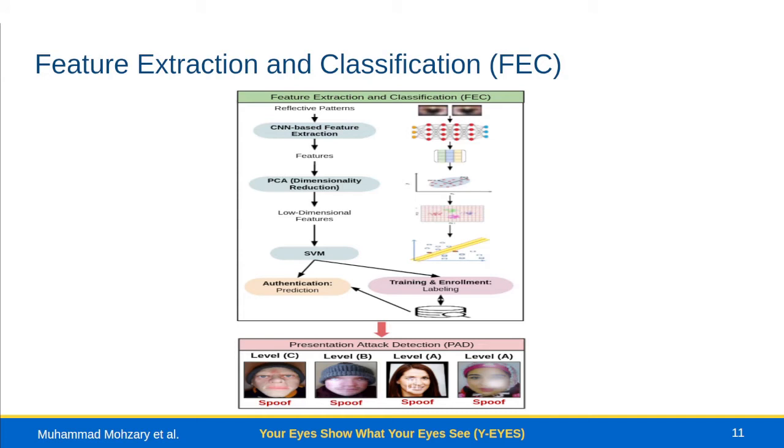The feature extraction and classification module receives high-resolution reflective pattern images from challenge and pattern detection and performs feature extraction using a CNN-based feature extraction function to learn a new set of deep learning features from reflective pattern images. Then we use principal component analysis to reduce the dimensionality of the extracted feature vectors into the optimal dimensional space. After that, we use a support vector machine for labeling reflective pattern images at the training and enrollment stages and making predictions for authentication.